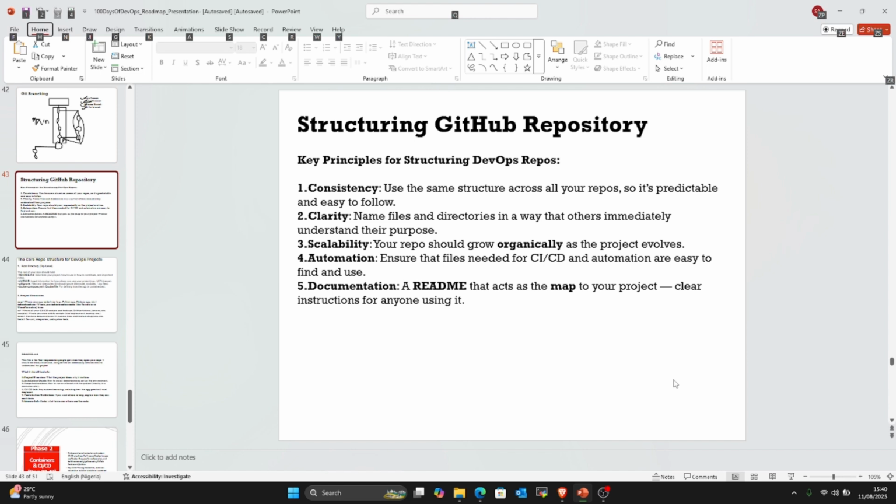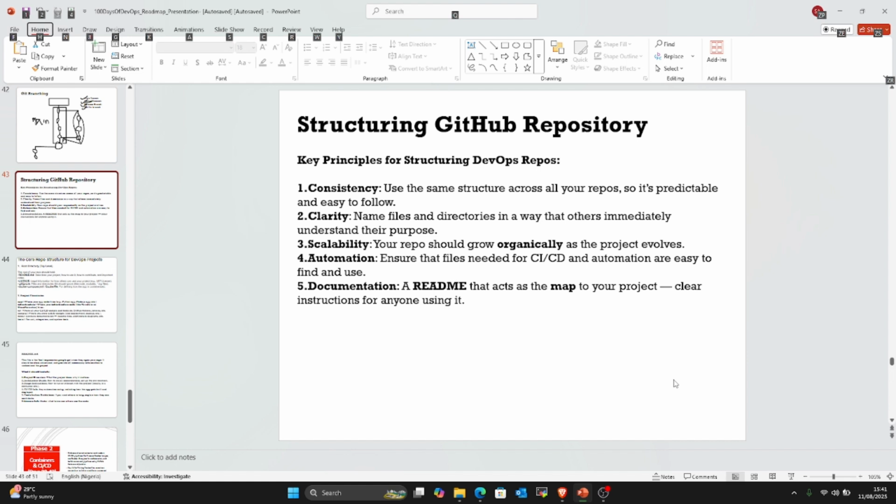So most times in a production environment, you're not going to be working alone. You're going to be working in a team. It could be a team of 5 persons. It could be a team of 20 persons. And it is very paramount and important that your repository is properly structured, because it helps with consistency, clarity, scalability, automation, and all of that. So it's good to have a very good structure for your GitHub repository.